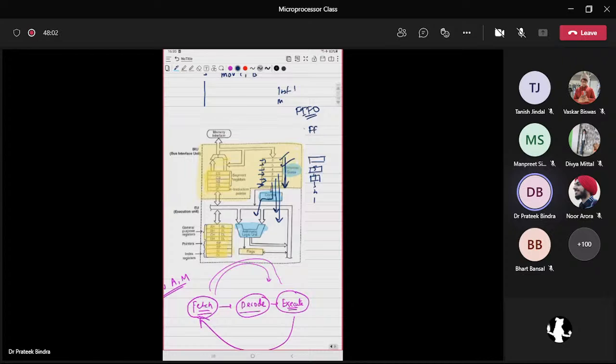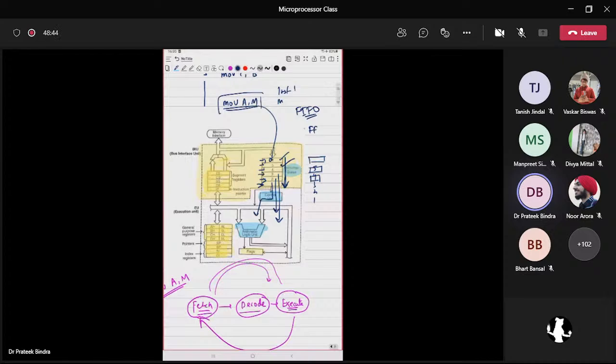So let us suppose I have written an instruction MOV A, M. Firstly, your BIU will see where this MOV A, M instruction is written. The first job of your BIU is to get the address of this particular instruction where it is stored. Once it calculates the address, it will go to that particular memory. It will read the instruction which is written there, that is MOV A, M. So this MOV A, M now goes to the instruction queue. That's it.